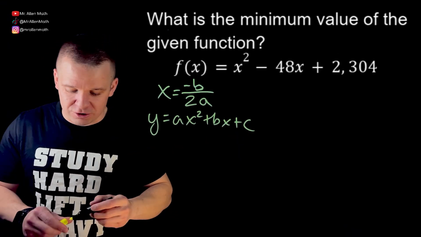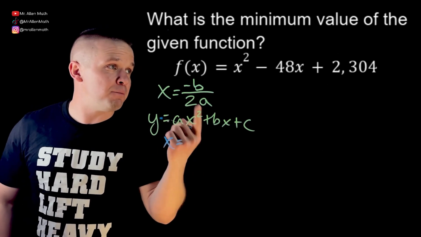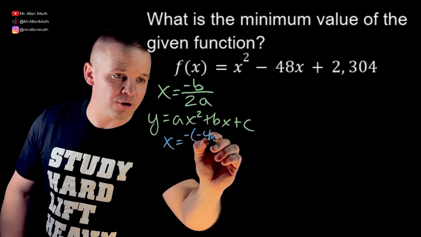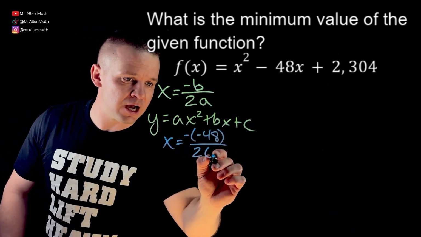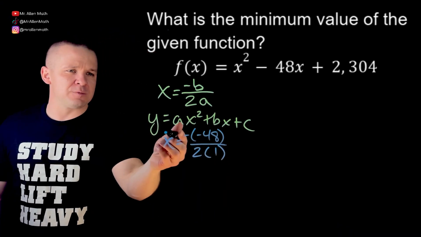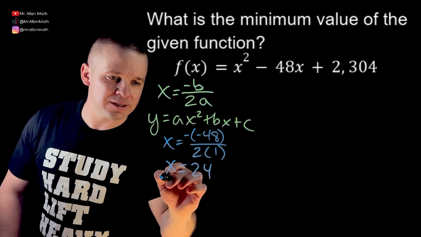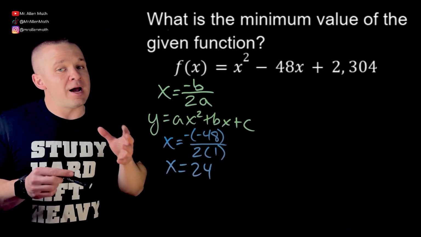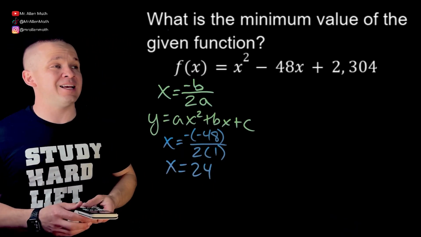So if I throw that into my formula here, I'm going to have x equals the opposite of b, which is negative 48. So negative 48 over 2a, so 2 times 1. You could actually probably do this by hand. We got positive 48 over 2 is 24. So x equals 24. That's not my minimum value. Okay, that's my x value when the minimum is occurring. So what we can do is plug this back in to get my y value.